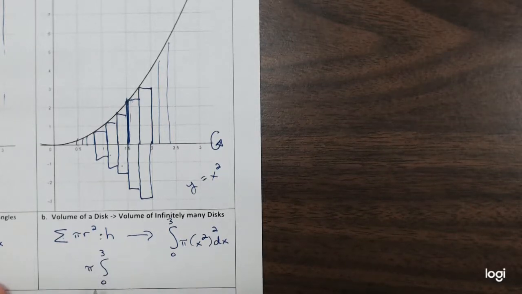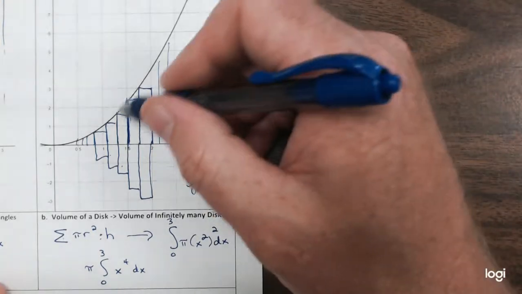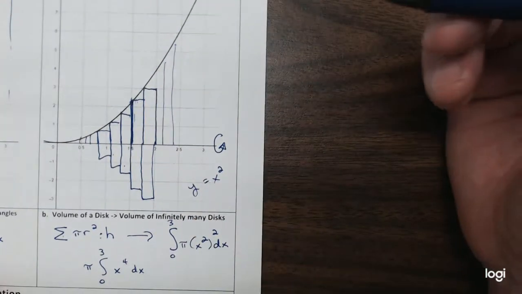We're going to bring that up outside. You don't have to, but it's going to clean up the process a little bit, and x squared squared is x to the fourth dx. So if we would evaluate that integral right there, we would get the exact volume of this rotated solid.